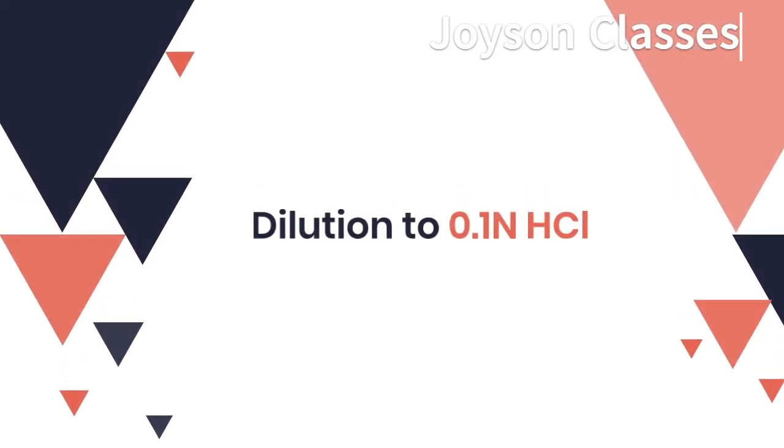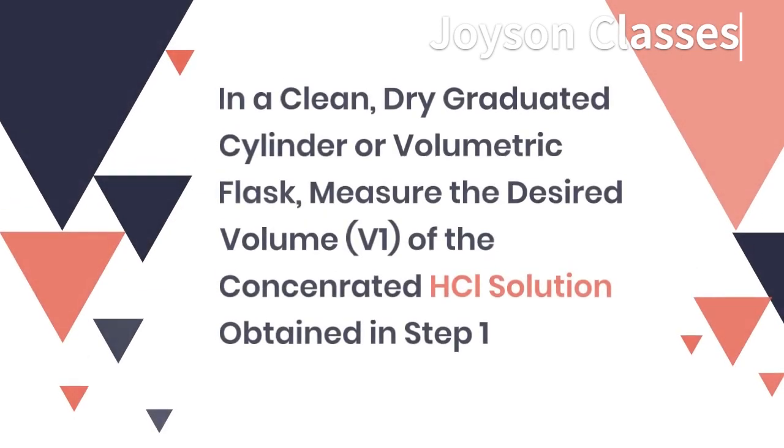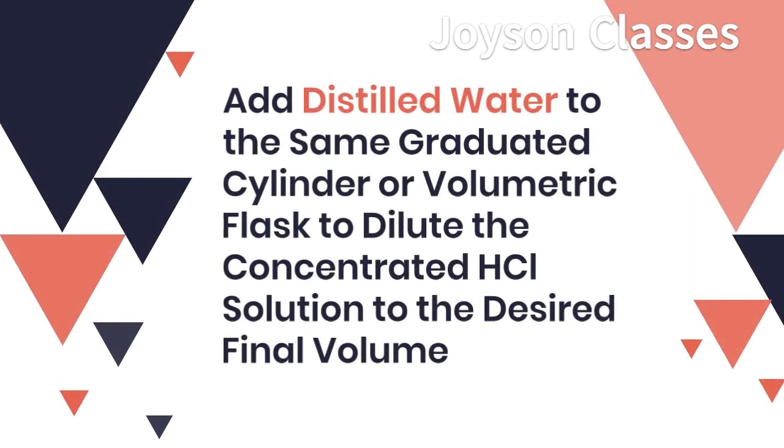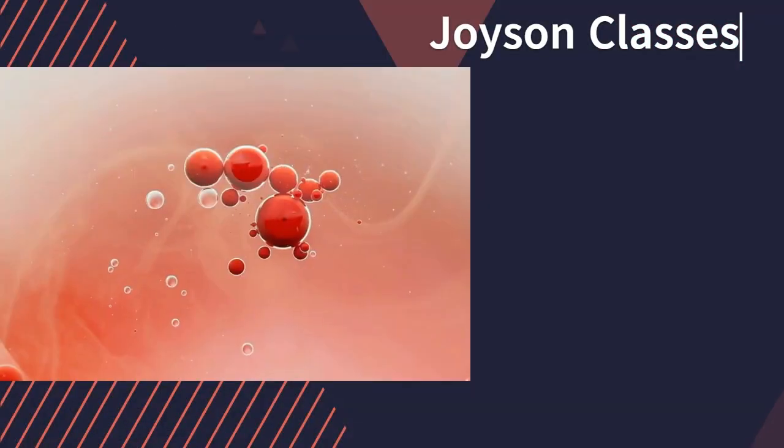Dilution to 0.1N HCl. 2. In a clean, dry graduated cylinder or volumetric flask, measure the desired volume, V1, of the concentrated HCl solution obtained in step 1. Add distilled water to the same graduated cylinder or volumetric flask to dilute the concentrated HCl solution to the desired final volume. Mix well to ensure homogeneity.